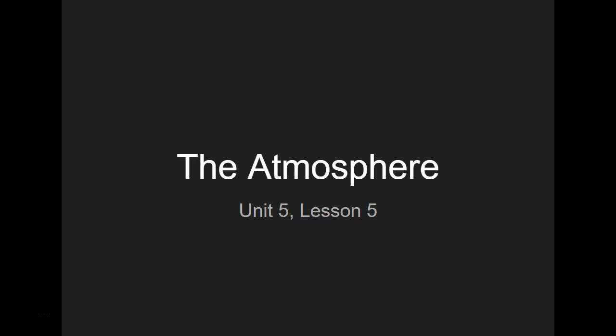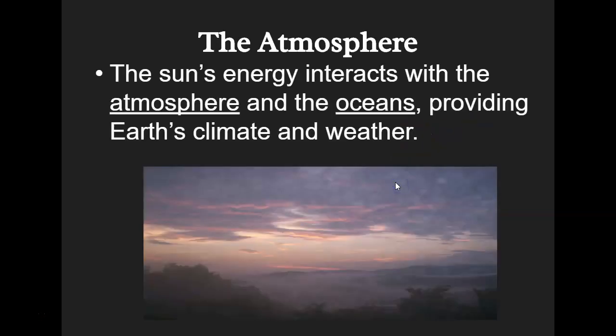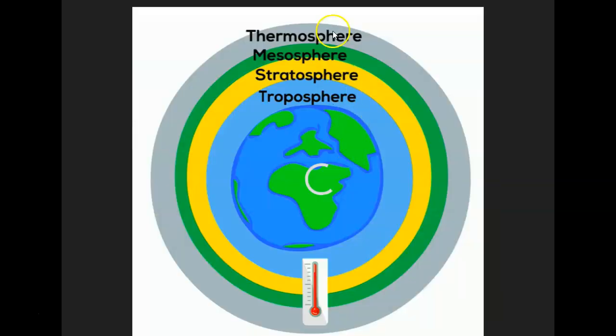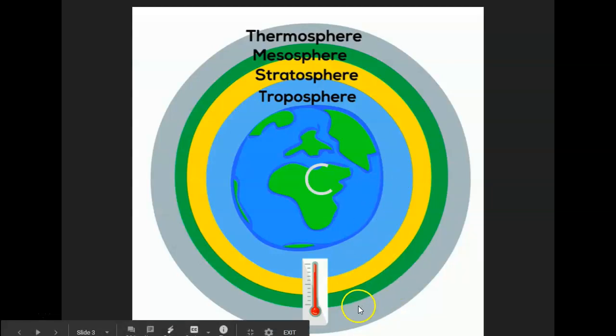Today we're going to be talking about atmosphere. The sun's energy interacts with the atmosphere and the ocean, providing Earth's climate and weather. There are 4 types of atmosphere that we're going to be talking about today: troposphere, stratosphere, mesosphere, and thermosphere. These are all differentiated by their temperature.